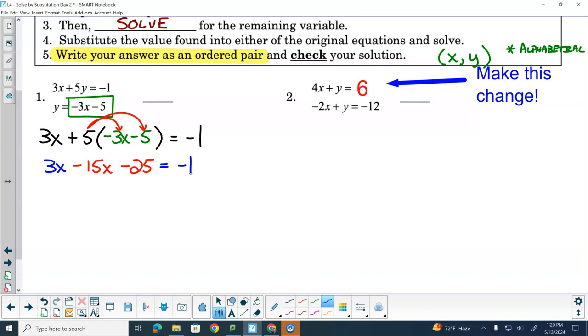Which two are we going to add together? 3x, yeah, because they're both x's, right? Okay, so if you've got 3 x's and I take 15 x's away, negative 12 x's. Right? Bring down that minus 25, everything else with it. Nice.